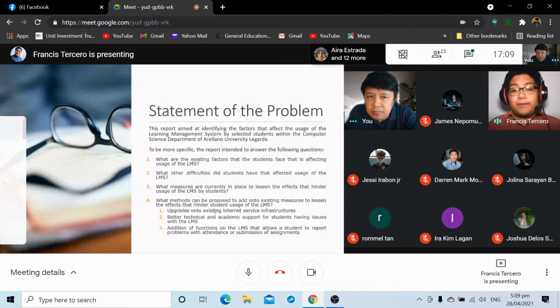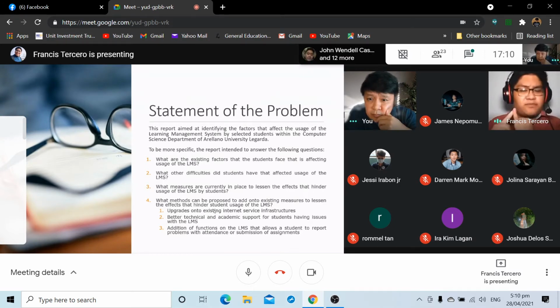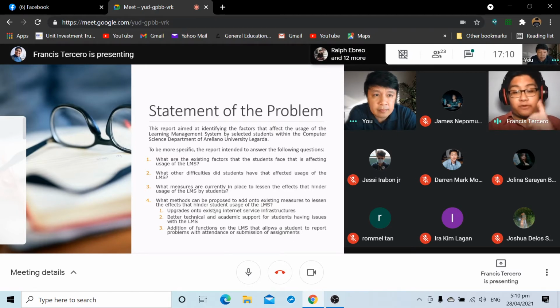So this report aimed at identifying the factors that affect the usage of the learning management system by selected students within the computer science department of Arellano University, Lagarda. To be more specific, it intended to answer the following questions. What are the existing factors that the students face that is affecting usage of the LMS? What other difficulties did students have with the usage of the LMS that affected them? What measures are currently in place to lessen these effects that hinder usage of the LMS by students, and what possible methods can be proposed to be added onto existing measures to further lessen the effects that hinder student usage of the LMS? So these could be, for example, upgrades onto existing internet service infrastructure.